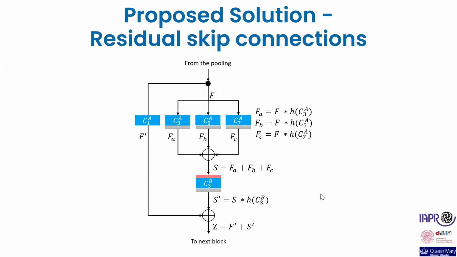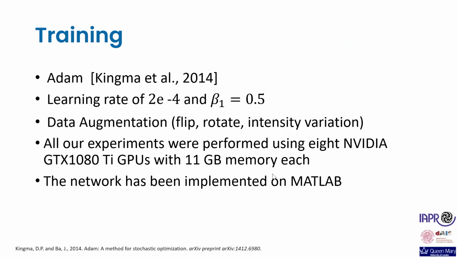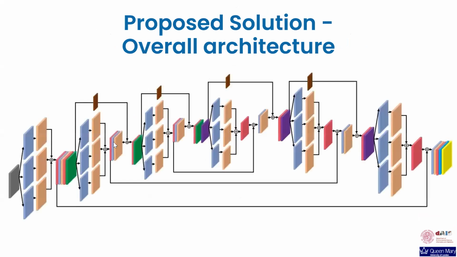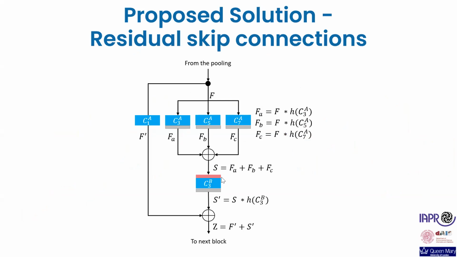To further improve the feature map quality, S dash is combined with F dash, which is basically an outer skip connection of 1x1 convolution kernel. And we finally combine this S dash and F dash, and we get a feature map set, which is then fed to the next block, and so on. We did further multiple multi-scale convolutions in the same way.